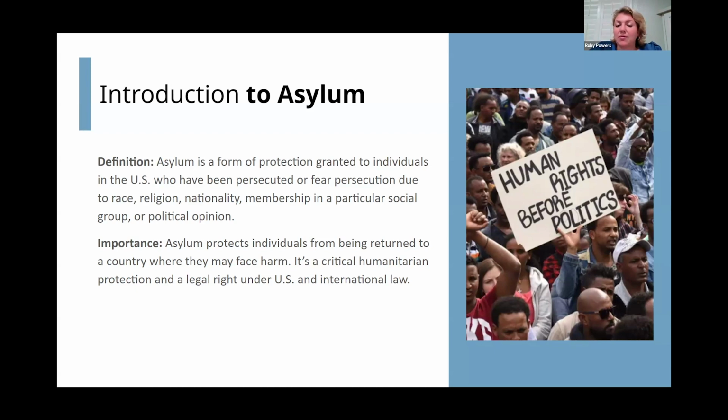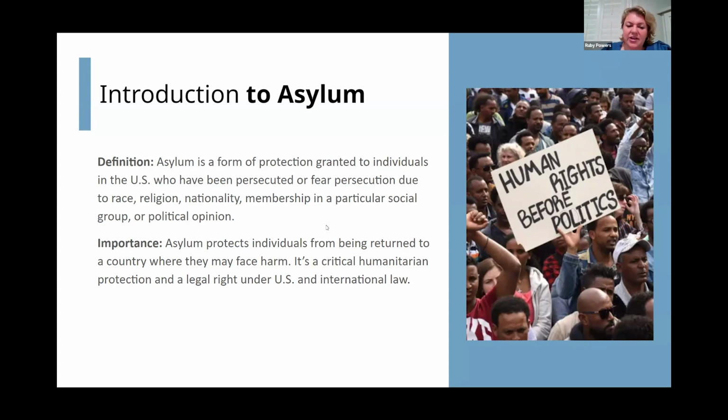So asylum is a form of protection granted to individuals in the U.S. who've been persecuted or fear persecution due to one of five things: race, religion, nationality, membership in a particular social group, or political opinion. A lot of times people talk about asilo político in Spanish, and it sounds as if it has to only be political, but that's not the case. In fact, it can be one of these five reasons, and membership in a particular social group is an area where you can look to case law to see if you meet that particular group or not.